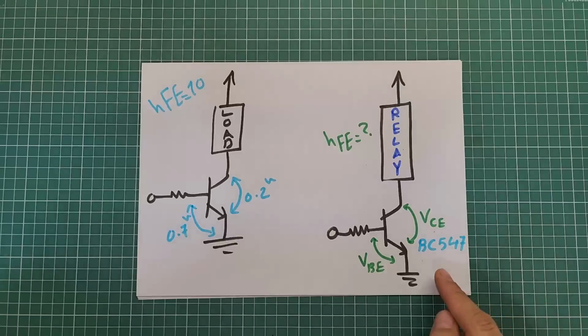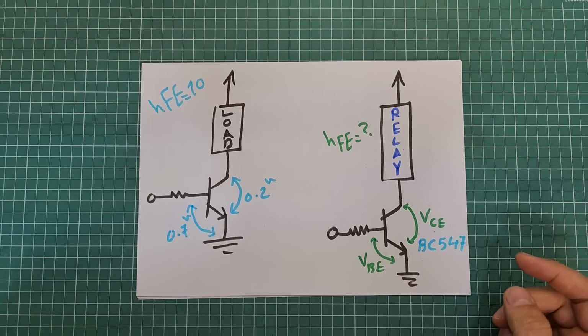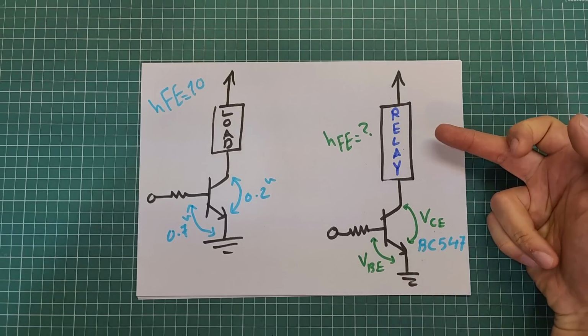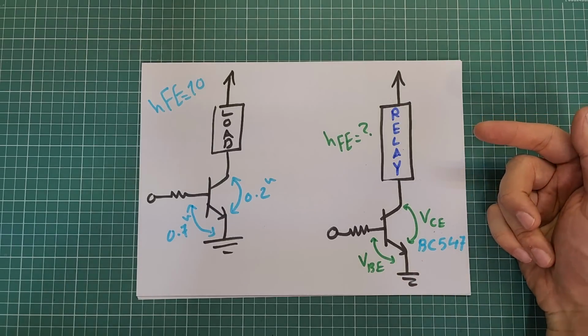Anyway, let's take a brief look at the datasheet of BC547. You may wonder why I use this particular transistor in this circuit. There is a video describing how to select the best transistor for a particular load in the description. You can watch it to find out.